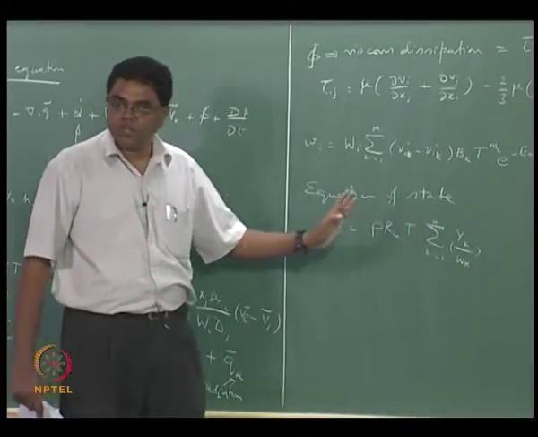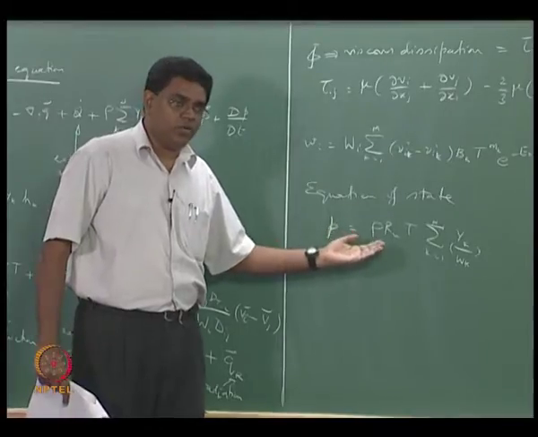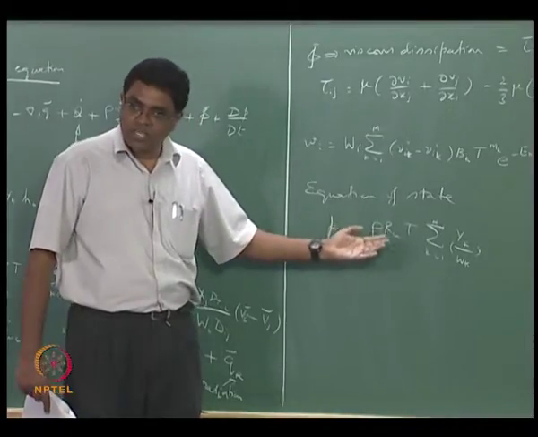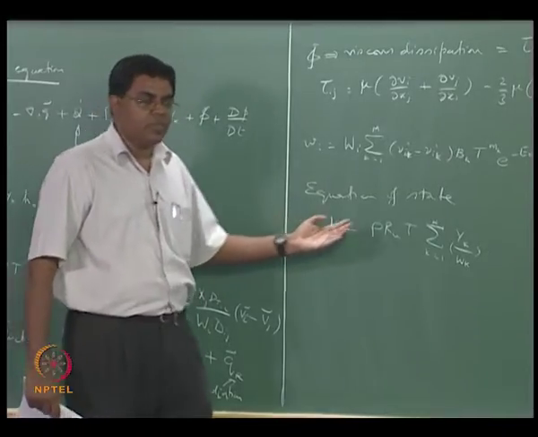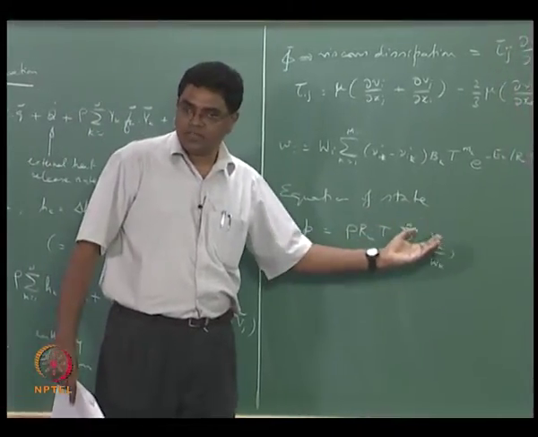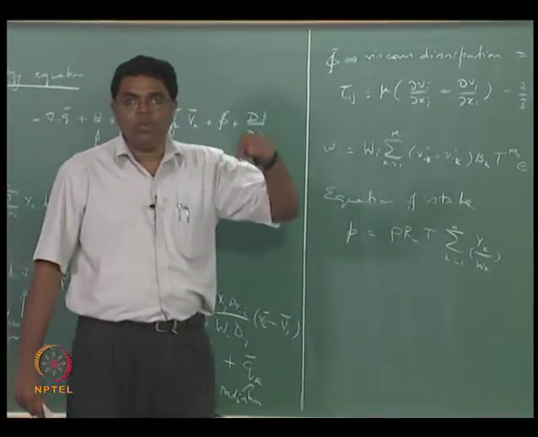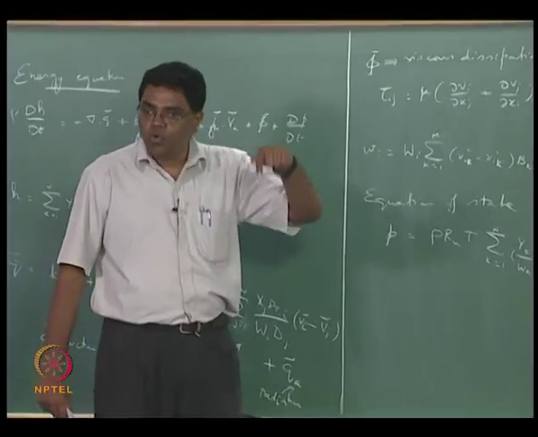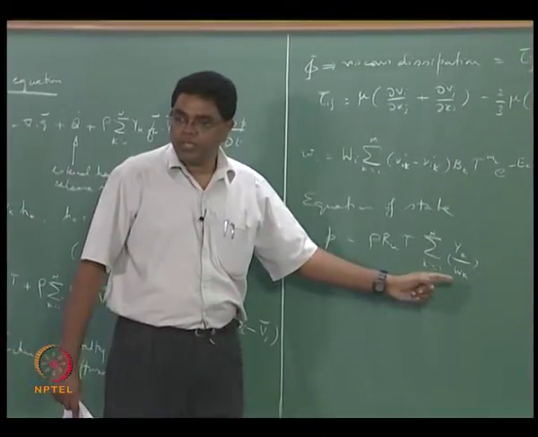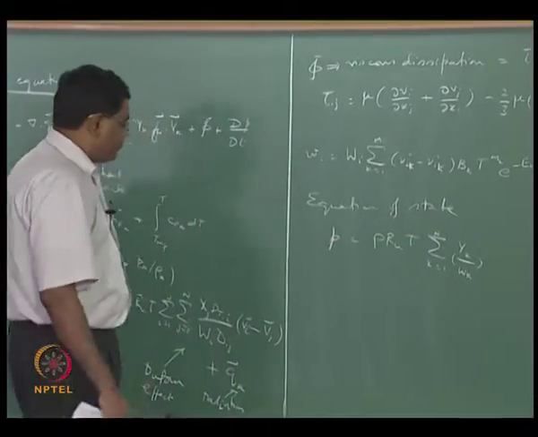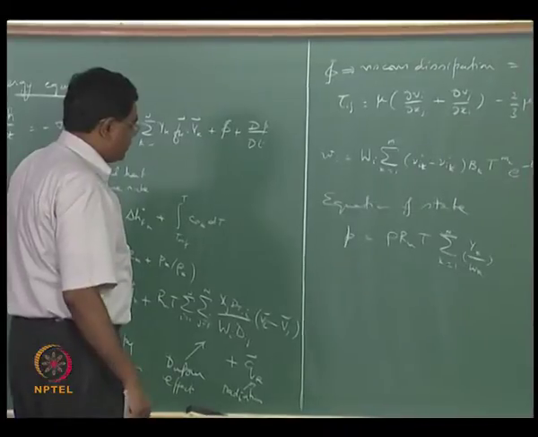In other words, we now say that the mixture will also have to obey the perfect gas law just as well as the individual species, and if that were the case, its molecular weight should be like this. Or in other words, you are saying 1 over the mixture molecular weight is equal to sigma k equals 1 to n Y_k divided by W_k. That's how we are doing this.